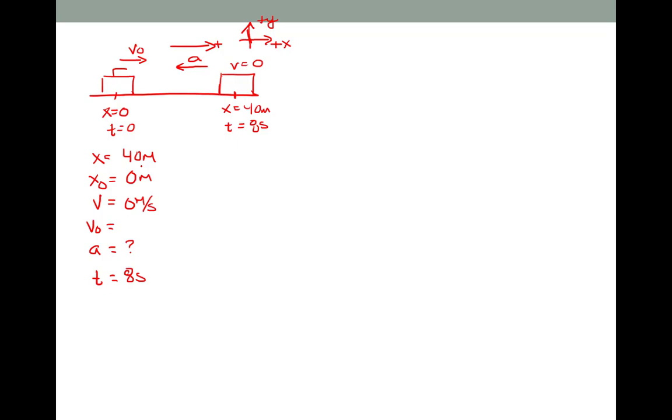Well, I'm not actually going to be able to get it. What I'm going to be able to do is get an expression for the initial velocity in terms of the acceleration. So I'm going to use the v equals v naught plus at equation. So 0 meters per second equals v naught plus the acceleration times 8 seconds. Or in other words, v naught is going to be negative a times 8 seconds. Okay, I know it doesn't look like it helps, but it actually does.